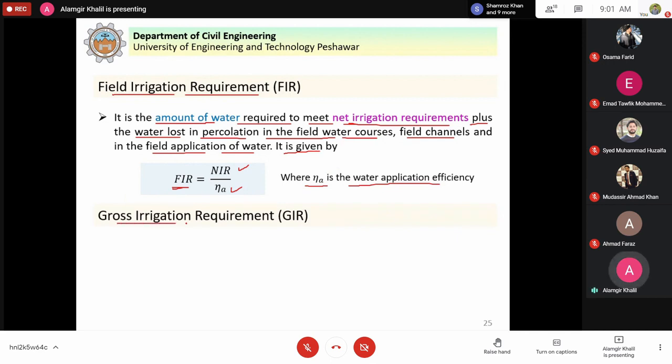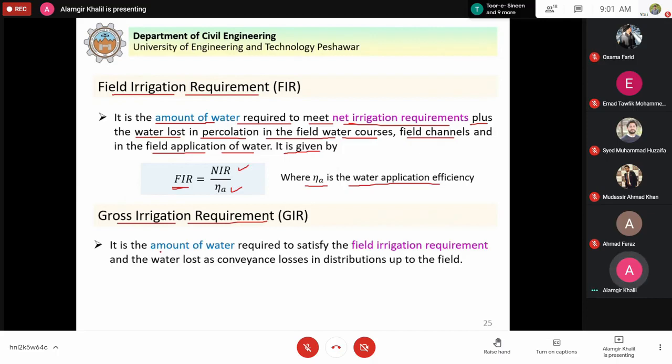Next we have gross irrigation requirement. It is the amount of water required to satisfy the field irrigation requirement. This is now the field irrigation requirement, and the water lost is conveyance losses in distributions up to the field.